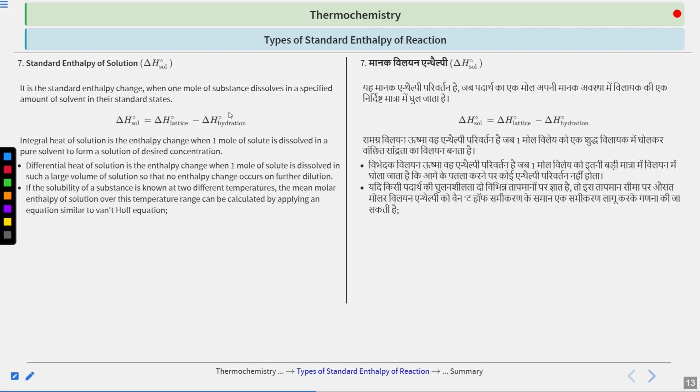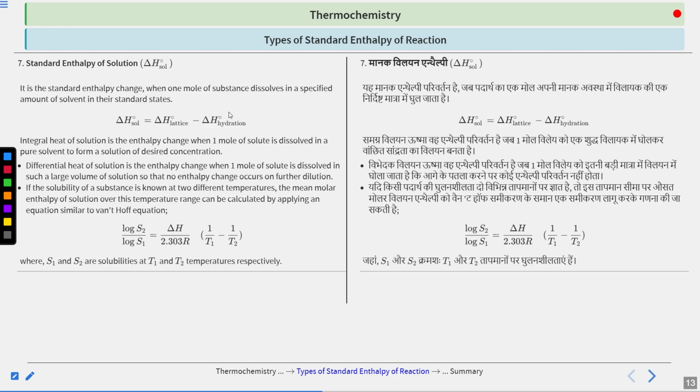Now, if the solubility of a substance is known at two different temperatures, then you can use the van't Hoff equation easily to get the enthalpy of reaction. So this is your equation: log S2 by S1 equals delta H by 2.303 R times (1 by T1 minus 1 by T2), where T2 is greater than T1. Okay, clear? And S1 and S2 are the solubilities at T1 and T2 respectively. Same thing is written.